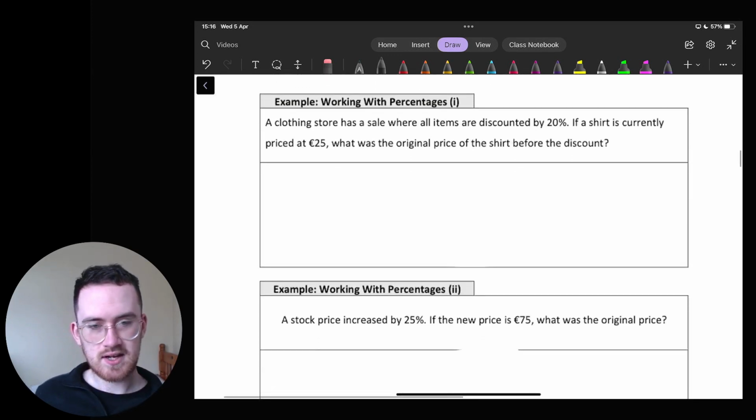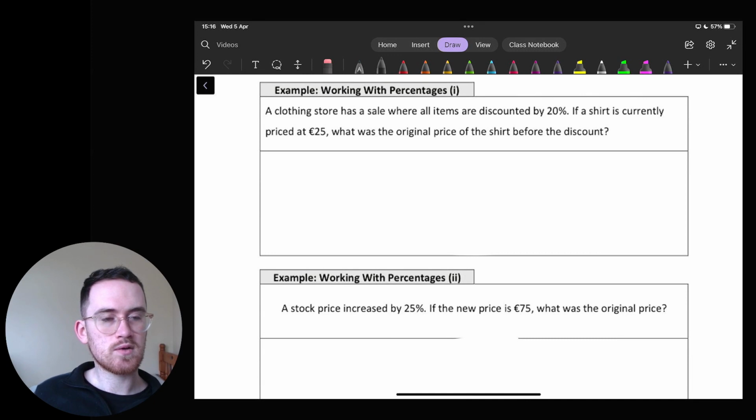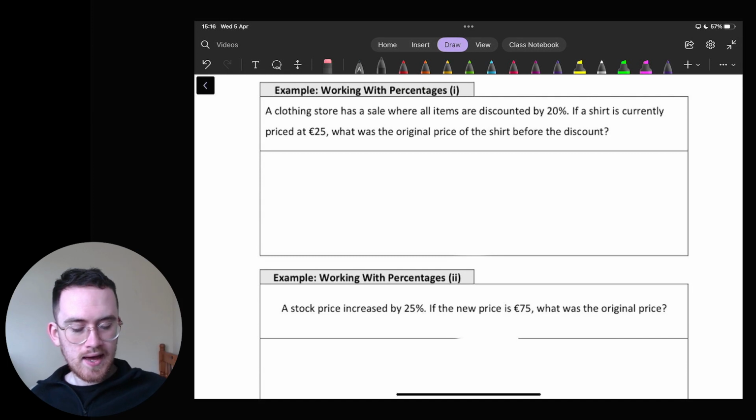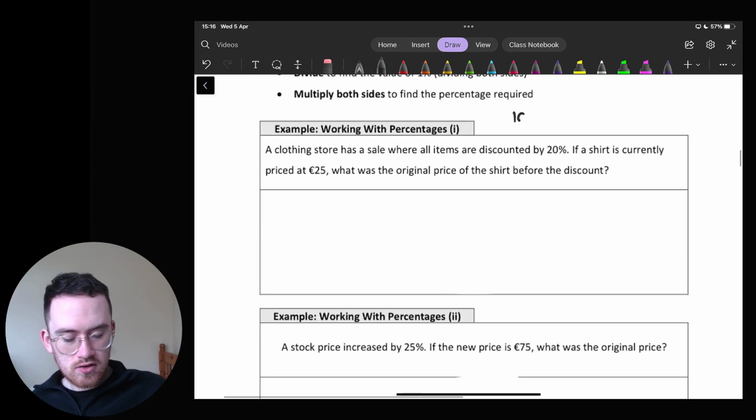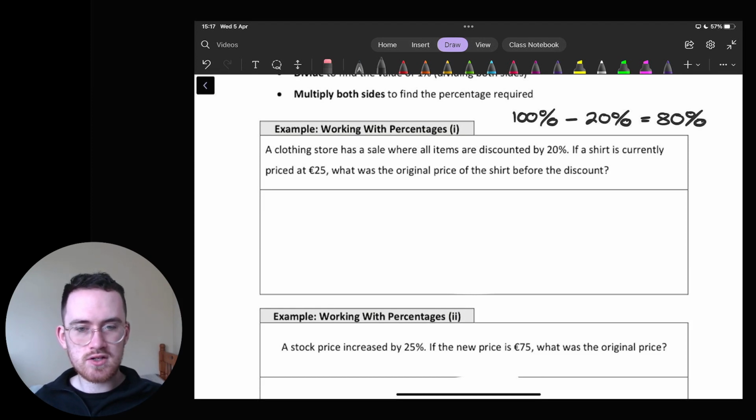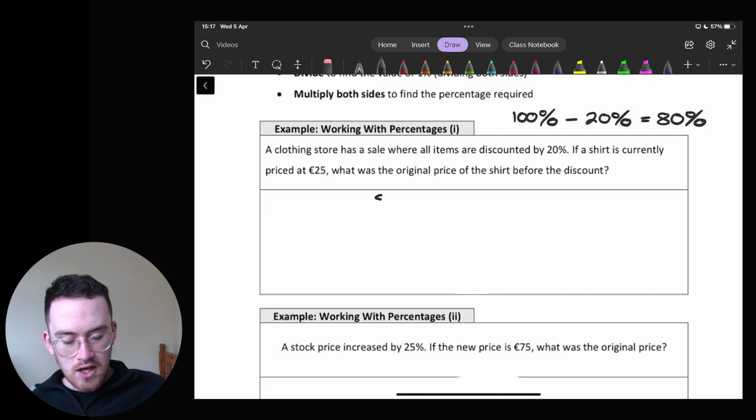Let's see how that looks in action. A clothing store has a sale where all items are discounted by 20%. If a shirt is currently priced at 25, what was the original price before the discount? For all the items, the original price is 100%. It was discounted by 20%, which means the price of any of those items is now 80% of what it originally was. So 80% is €25.